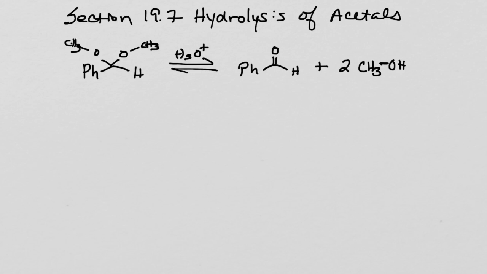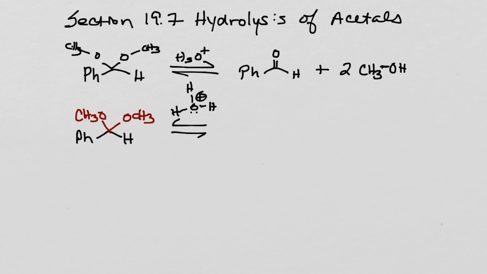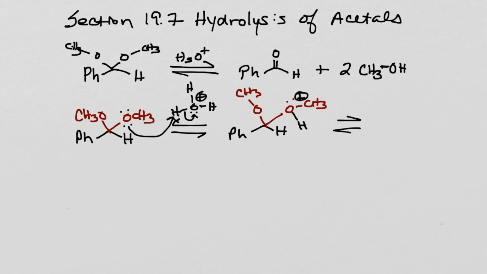So let's go ahead and get started. I'm going to start the mechanism. So hopefully, to make things a little more clear, I've drawn the acetal component in red. Our first step is going to be proton transfer from the acid to the acetal. Okay, so now we've got a good leaving group.